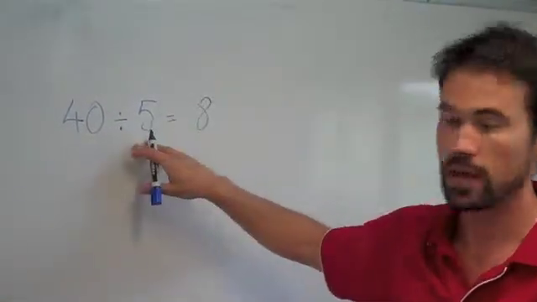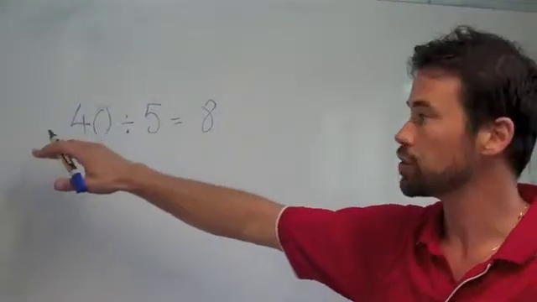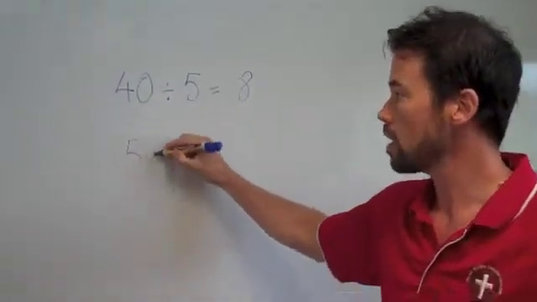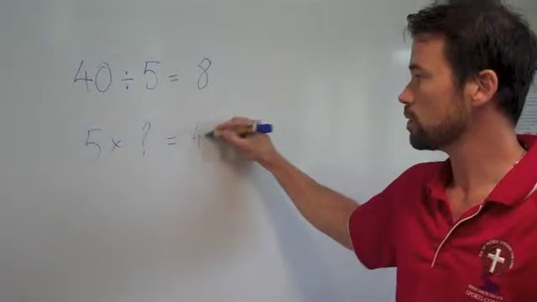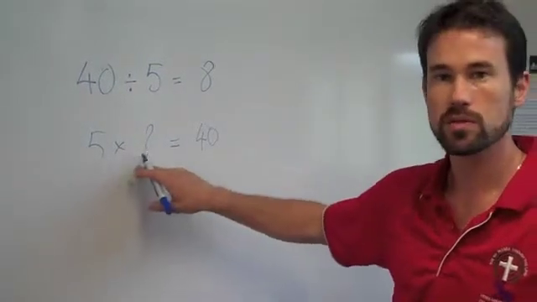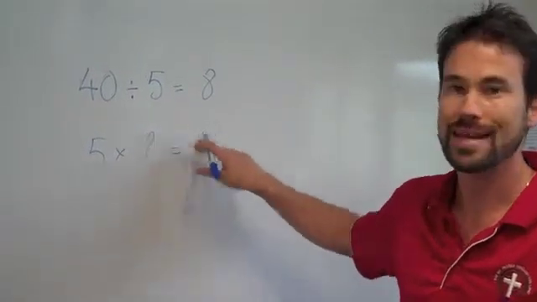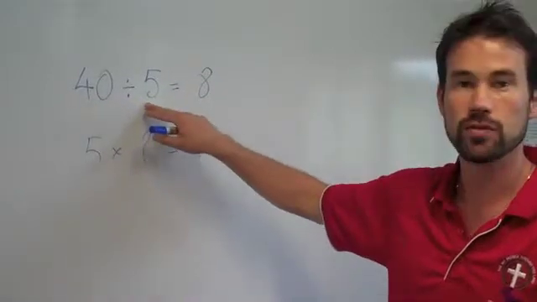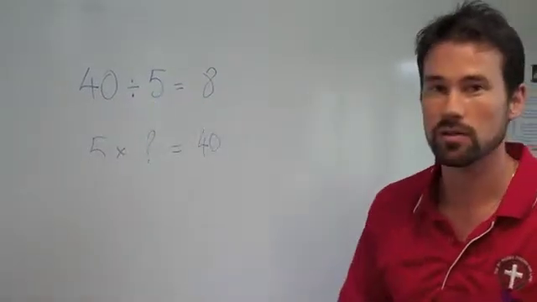8. Look at the connection between that and our last question where we had 5 times a number was equal to 40. Remembering our times tables, 5 lots of 8 is equal to 40. Exactly the same, 40 divided into 5 equal parts gives us our total of 8.